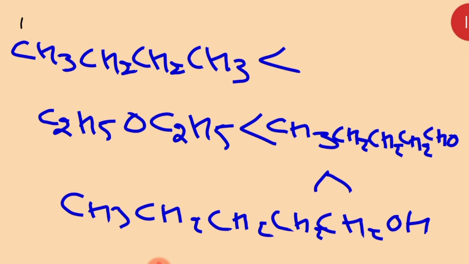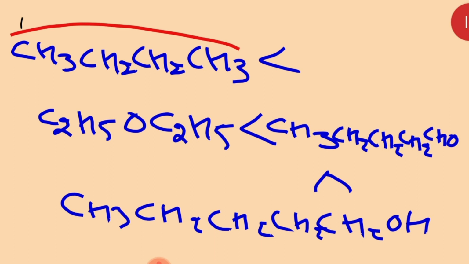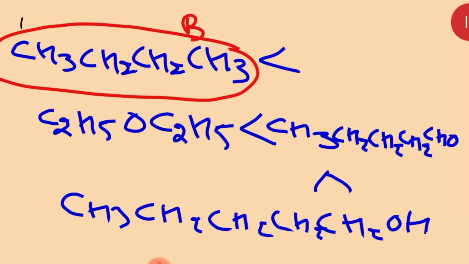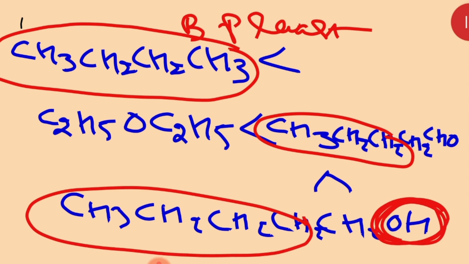Clear? Now again I am explaining why this is so. This is an alkane with no electronegative element, that is why its boiling point is least. They both have 5 carbons, but alcohol has the maximum tendency to make a hydrogen bond as compared to aldehyde, and ether contains 1 oxygen, so a little tendency is there. That is why this is the order of boiling point. I hope you all are getting my point.